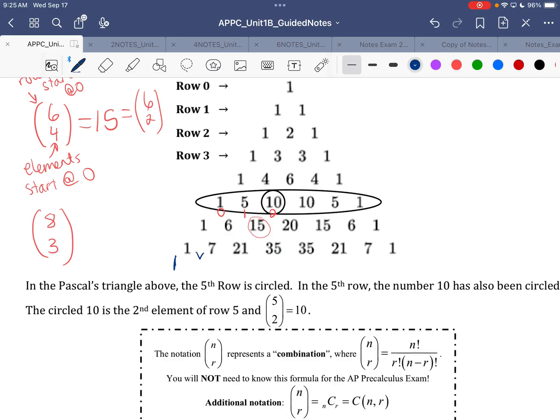Start with a 1, and then these two add together. 8. 7 plus 21 is 28.